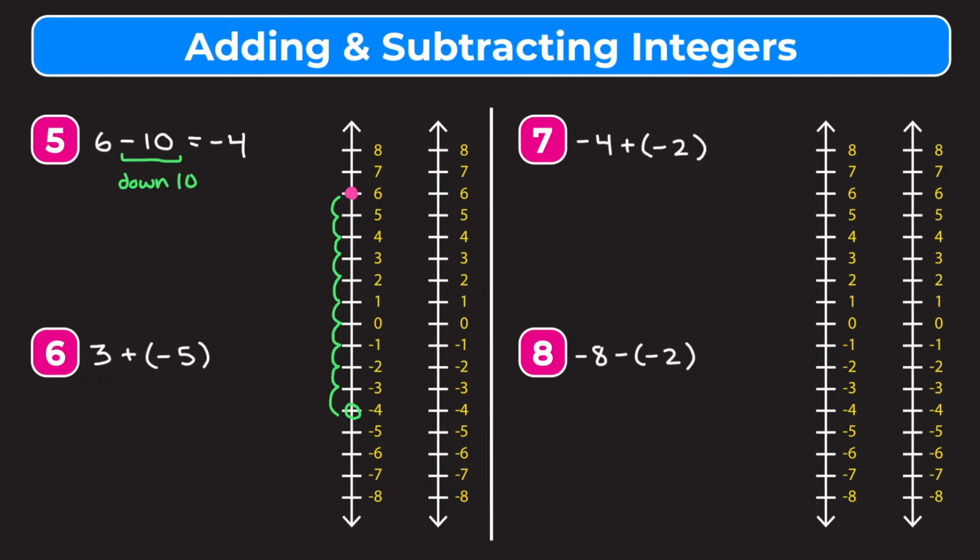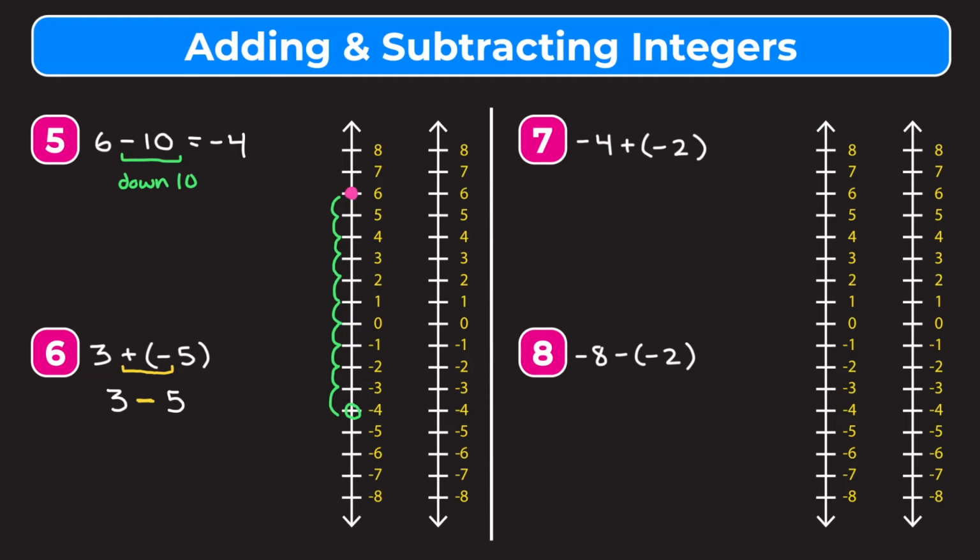So what we have to know is that when we add a negative, so if we have a plus and a minus next to each other, this is just going to turn into a minus. So we really have 3 minus 5. So I'll say that again. If you're adding a negative number, you have a plus and a minus next to each other, it's just going to turn into a minus. So we have 3 minus 5.